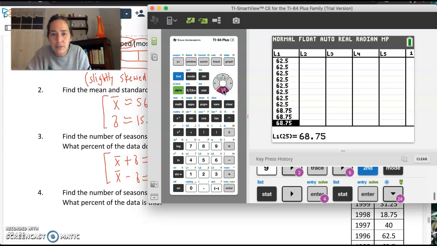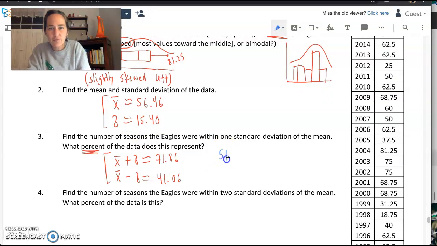So do we have any seasons above that? We had a couple, right? 1, 2, 3, 4 seasons that were above that. That gives us 5 plus 4, or 9 seasons that are outside of one standard deviation from the mean. And there are 30 total seasons. So 30 minus that 9 gives you 21 seasons as an answer to this question in number 3.